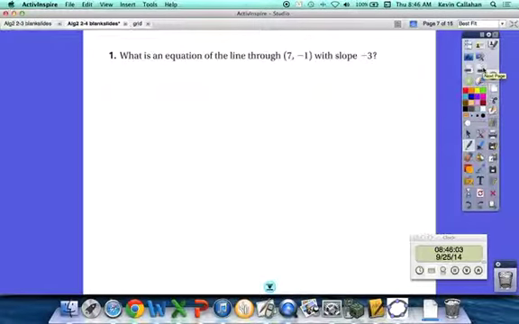So what is an equation of the line through the point (7, -1) with a slope of -3? In science class, math class, anything technical like that, if you get asked to write an equation or fill in a formula, you should write it down first. Write down y minus y1 equals m times x minus x1, and then start to substitute.